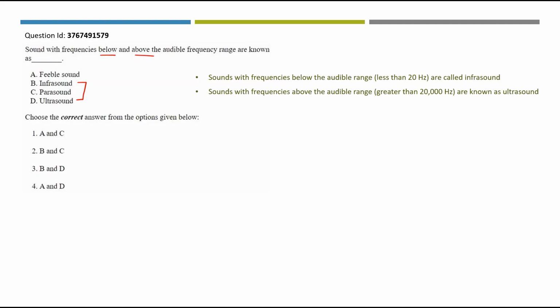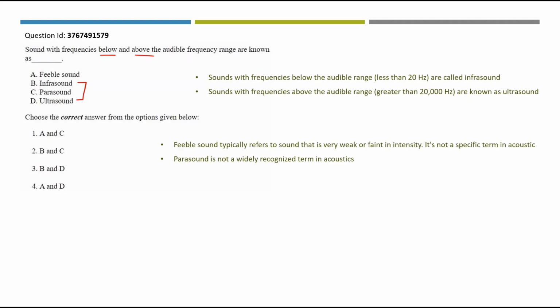What about feeble sound and parasound? Feeble sound typically refers to sound that is very weak or faint in intensity. It's not a specific term in acoustics. Acoustics, in the sense, the study of sound we can say. And parasound is not a widely recognized term in acoustics. Option number 3, B and D will be the right answer.